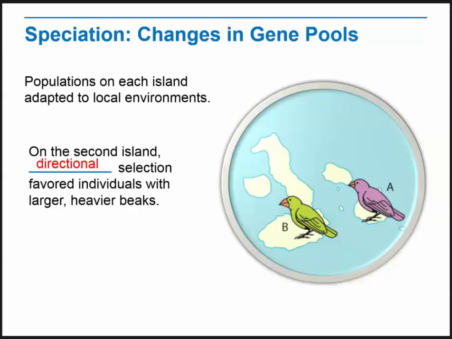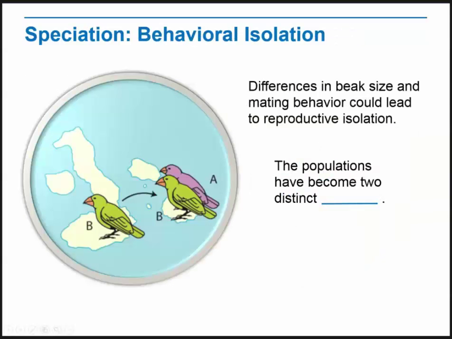Different traits were selected because the islands had different environments. Imagine that a few birds from the second island cross back to the first island. Will population A birds breed with population B birds? Probably not. During courtship, these finches closely inspect a potential partner's beak. Finches prefer to mate with birds that have the same size beak as they do.